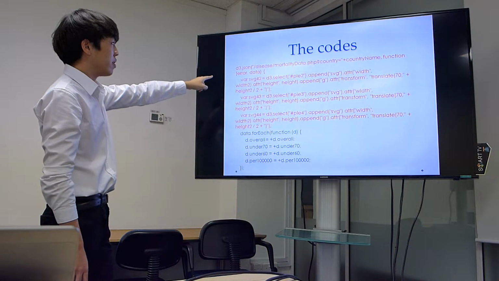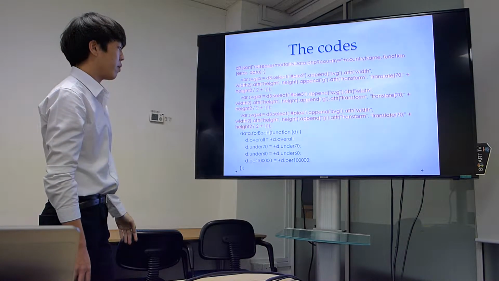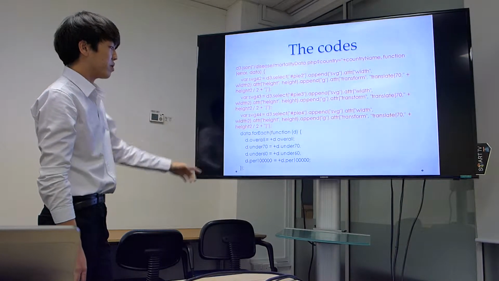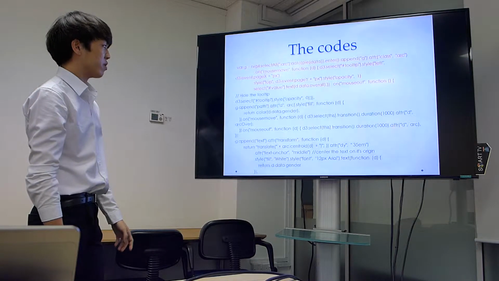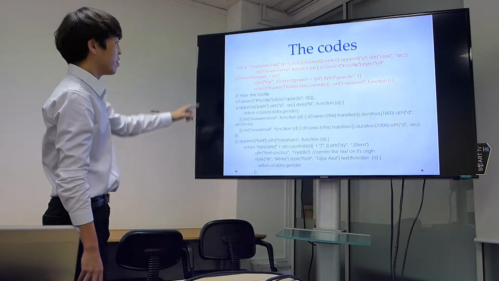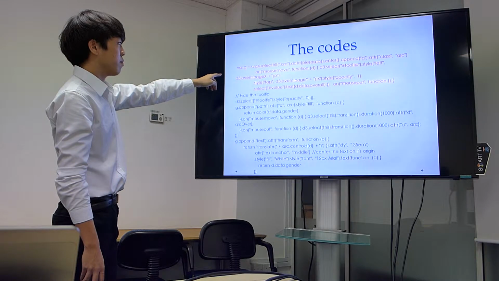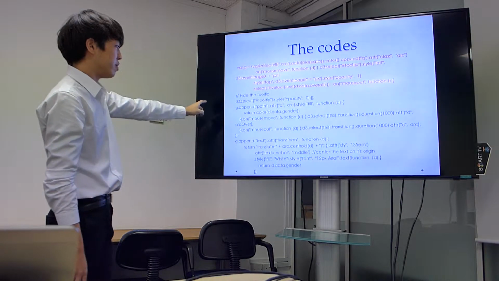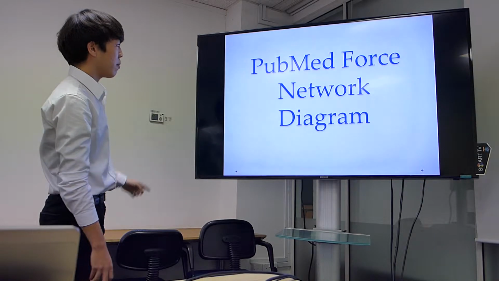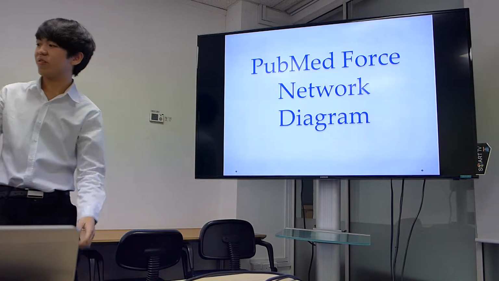From here, each bar will create one bar chart each. So there's overall, under 70, under 60, and per 100,000. And for this, it will display all the pie charts according to their data and return each different value. And now I will pass over the time to Jin Hong to continue.